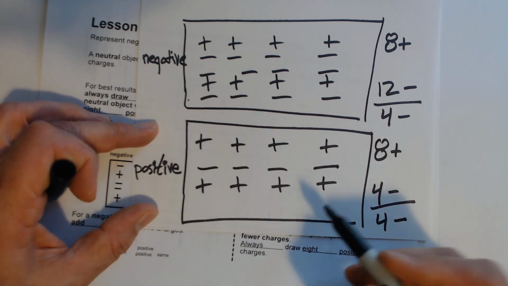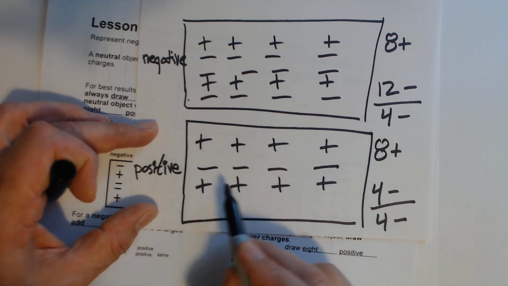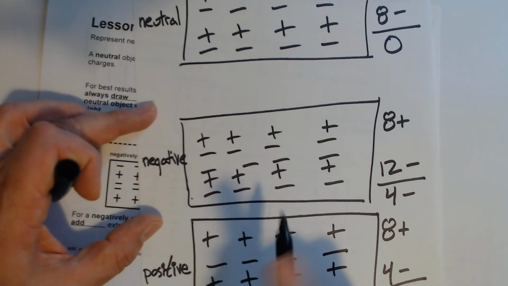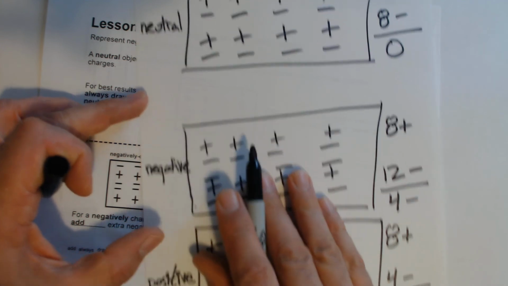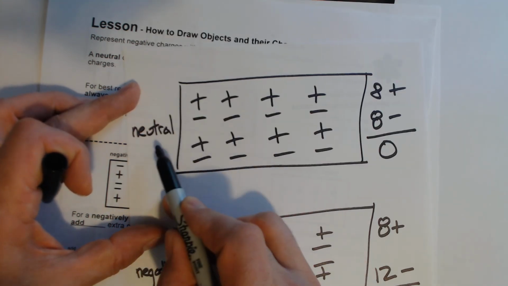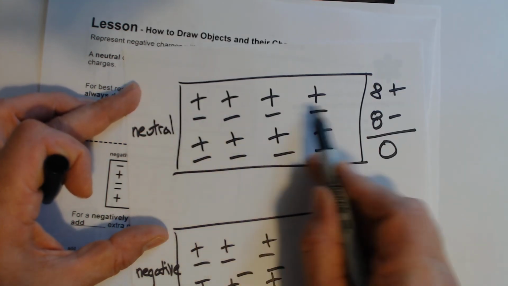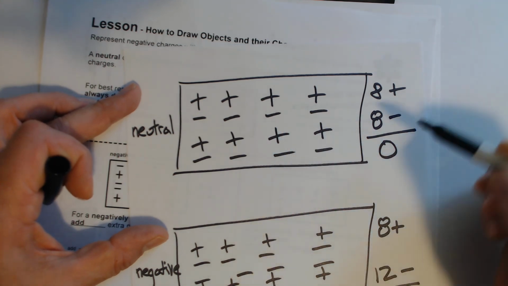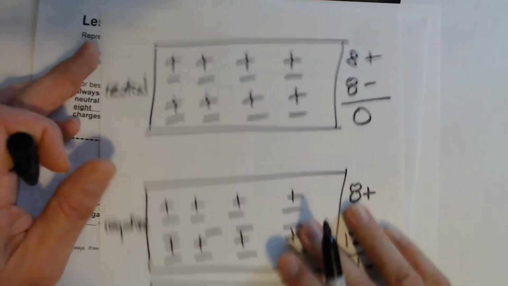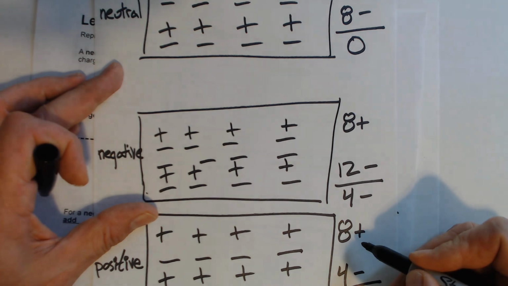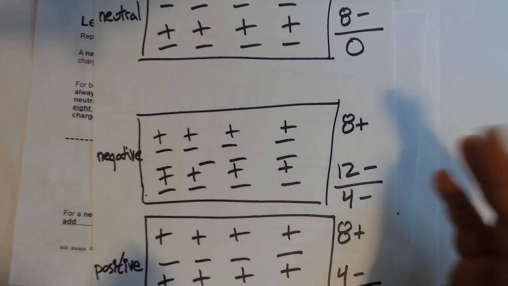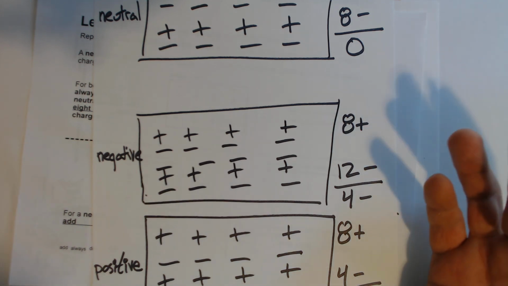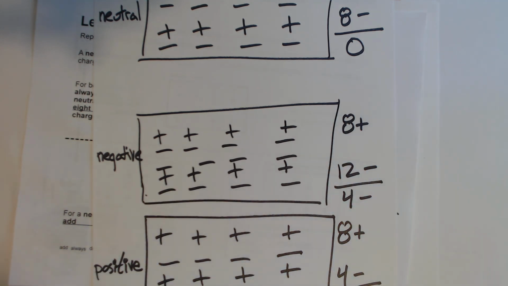This object is now positive because it has more pluses than minuses. This object is negative because it has more negatives than pluses. And this object is neutral because it has the same number of pluses as minuses. And all of them have 8 pluses. Again, the 8 is just a number I picked that tends to work out well for when we're moving and taking electrons later on. And that's how to draw objects.